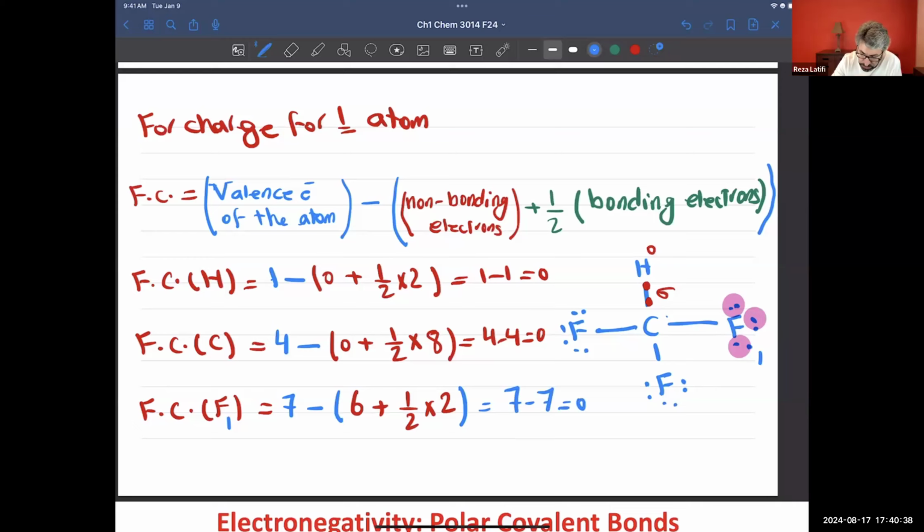So I got all the formal charges equal to 0. Let's highlight the formal charges. If I add them, the answer is going to be equal to 0. And this is equal to the charge of CHF3. Remember, this molecule had no charge. So note, when we add all the formal charges to each other, the total charge must be equal to the charge of the molecule. Let me show you another method for finding formal charge.